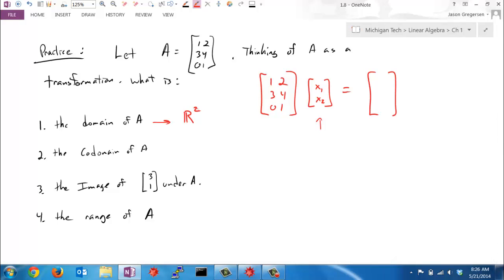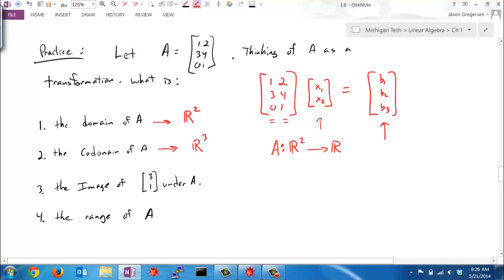So I do this multiplication, and what do I get over here? I'll write this with b's, b1, b2, b3, however many I need. How many b's am I going to get? 3. I'll get b1, b2, and b3, because to do that multiplication, I'm really just taking a linear combination of these two columns. Those are both three-dimensional columns, so if I add two three-dimensional vectors together, I'll get a three-dimensional vector. That means the codomain of A is R3. So A is a transformation taking vectors from R2 and mapping them to R3. It's a mapping.